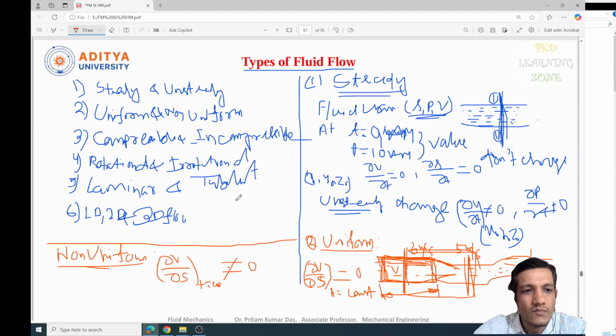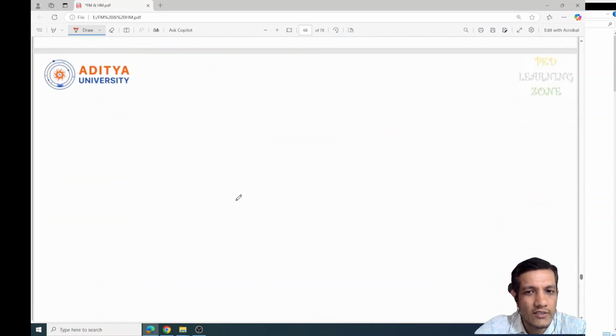Okay, next we'll see the third one. The third one is compressible and incompressible flow. This is also a simple one. The name itself talks about being compressed.